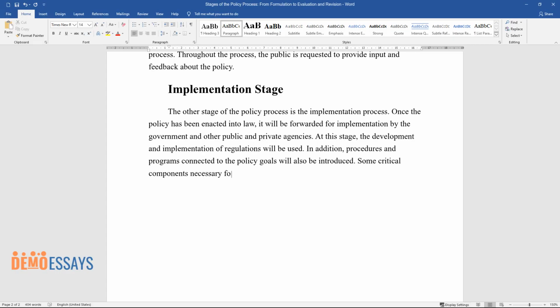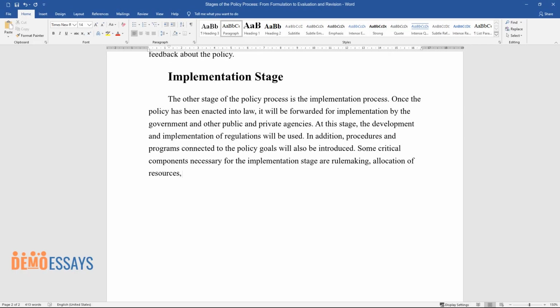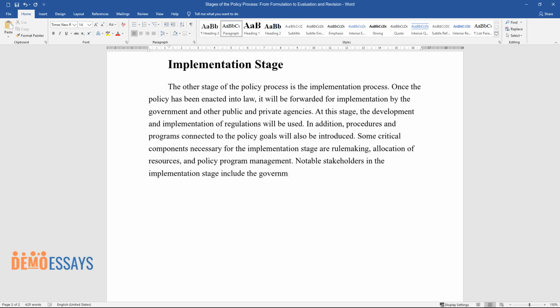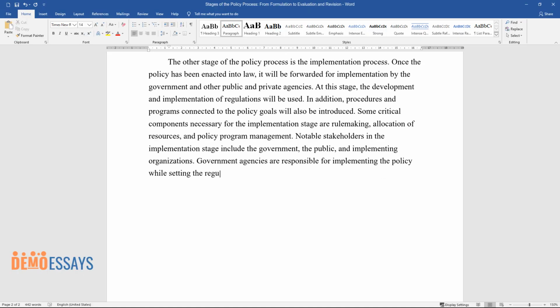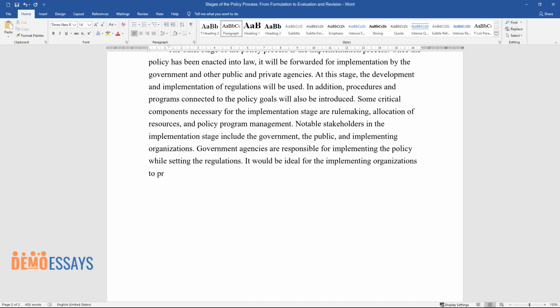Some critical components necessary for the implementation stage are rulemaking, allocation of resources, and policy program management. Notable stakeholders in the implementation stage include the government, the public, and implementing organizations. Government agencies are responsible for implementing the policy while setting the regulations. It would be ideal for the implementing organizations to provide feedback on the policy to allow for changes to be accurately implemented.